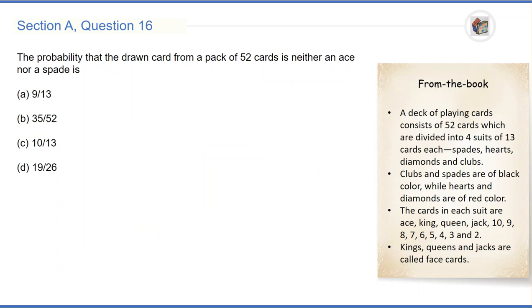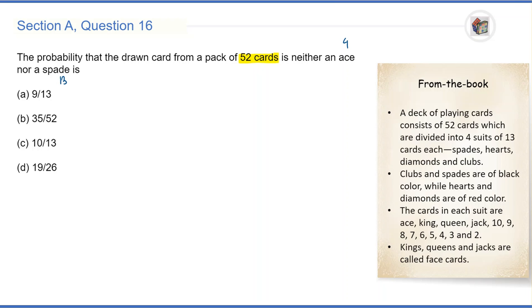Question 16. The probability that a drawn card from a pack of 52 cards is neither an ace nor a spade is what? So we need to understand what the different kinds of cards there are. So this page, you can pause the video and read everything from the book, which is about all of the cards in a deck of 52. We are interested in ace and spade, so we really need to understand how many of each do we have. So we have 4 aces in the entire pack, and we have 13 spades in the pack of 52.